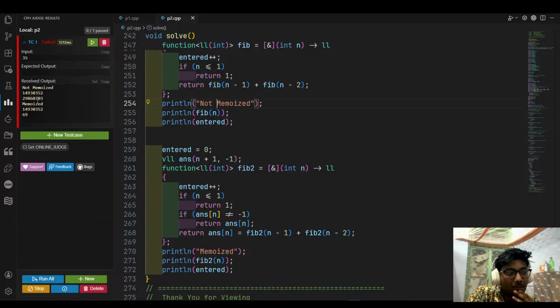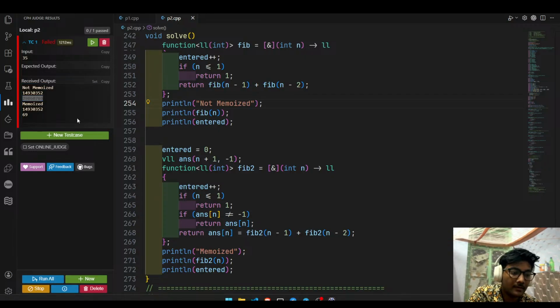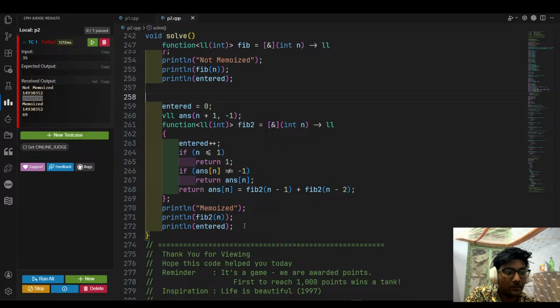Yeah. So you see that it is still only 69 number of calls and not memoized. The function call has entered way too many numbers. It's almost 2 to the power 35. Let's try to calculate. We have a calculator. Let's try to calculate 2 to the power 35. It's approximately around this number.